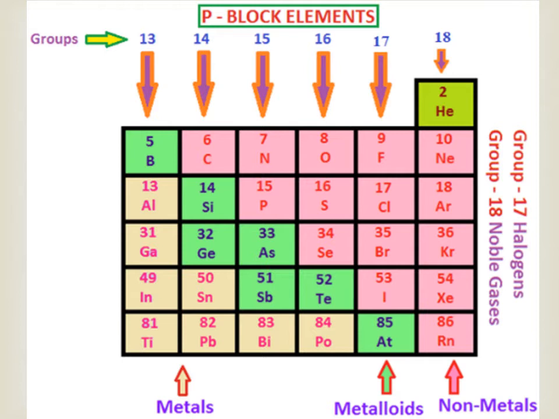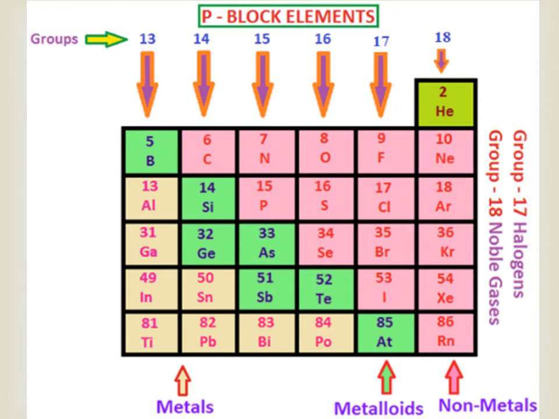The elements of group 18 are helium, neon, argon, krypton, xenon and radon. My dear students, they are also called noble gases as they are non-reactive and they have their outermost orbit complete. That is why they are called noble gases or also called inert gases.